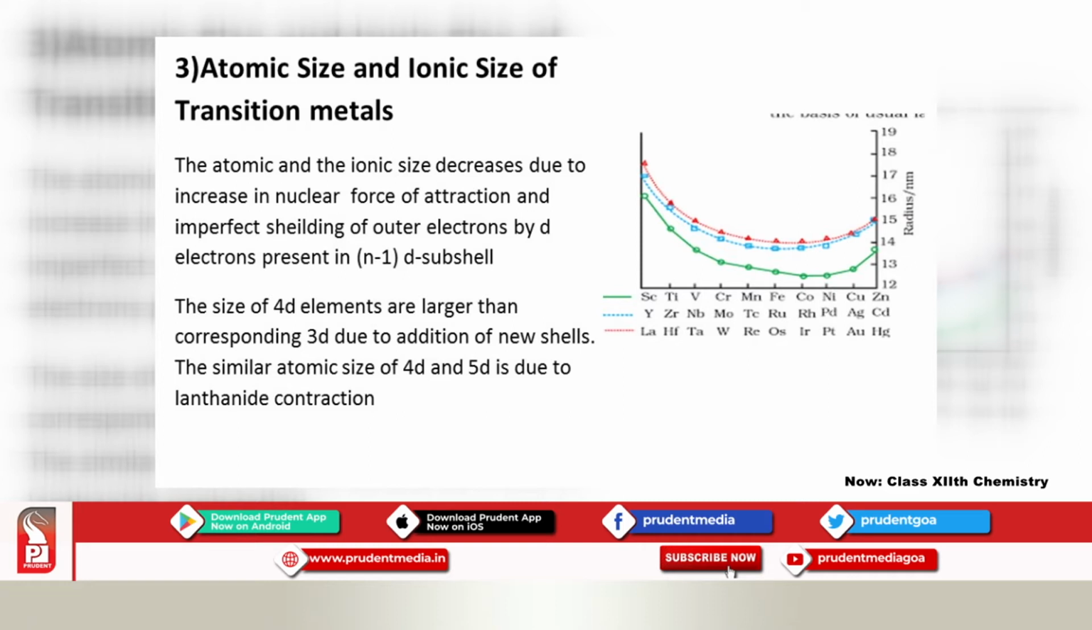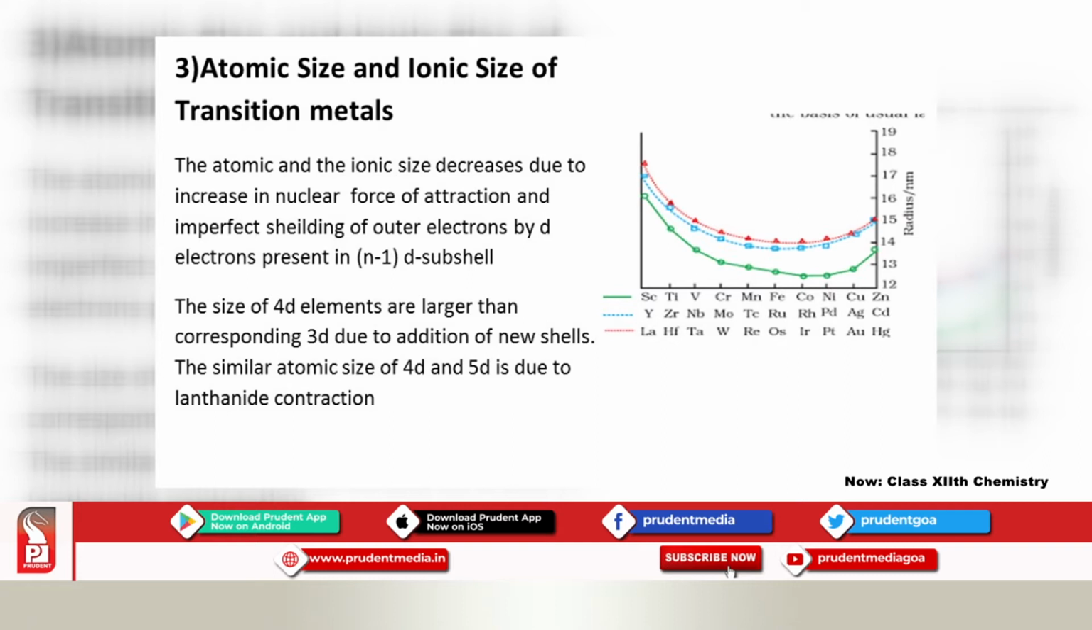What about the 4D and 5D? There also you find the atomic size decreases. The reason is very simple. Take scandium and take zinc. Scandium atomic number is 21, zinc is 30. There is an attraction between the nucleus and the electrons. In case of scandium, there are 21 electrons, and the nucleus has a charge of plus 21.